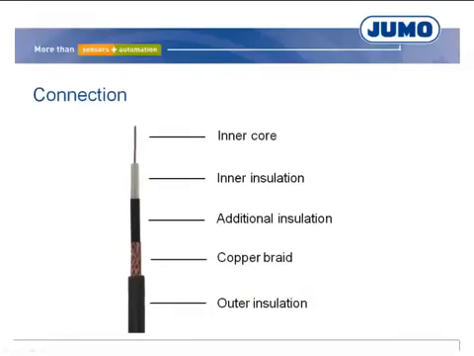Signals are transferred between redox combination electrode and transmitter via a coaxial cable. The redox potential of the measurement solution is conducted through the inner core. The potential of the reference is conducted through the copper braid.